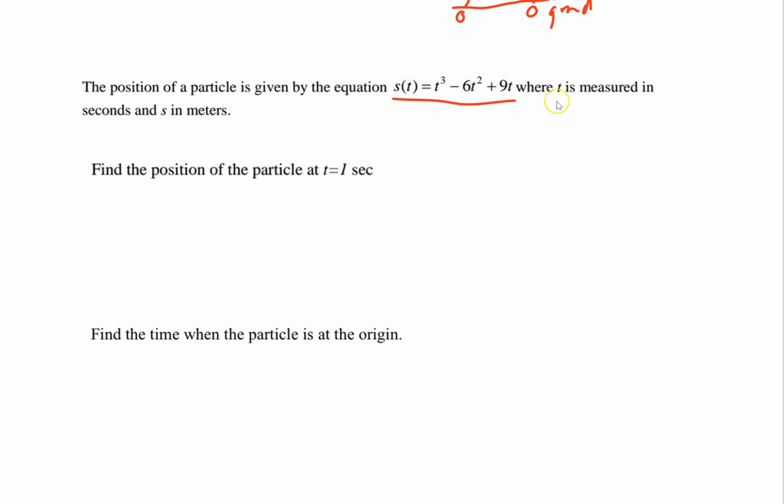Same thing. Where t is measured in seconds and s is in meters. So they're saying this is meters, this is seconds. Right? Stuff you plug in is seconds, stuff you get out is meters. Find the position of the particle at 1 second.